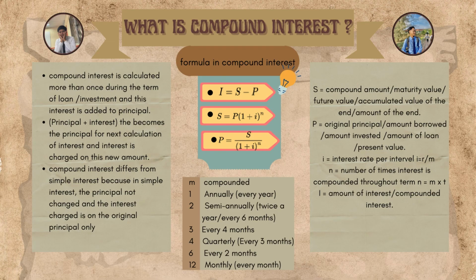So compound interest differs from simple interest because in simple interest, the principal does not change and the interest is charged only on the original principal.